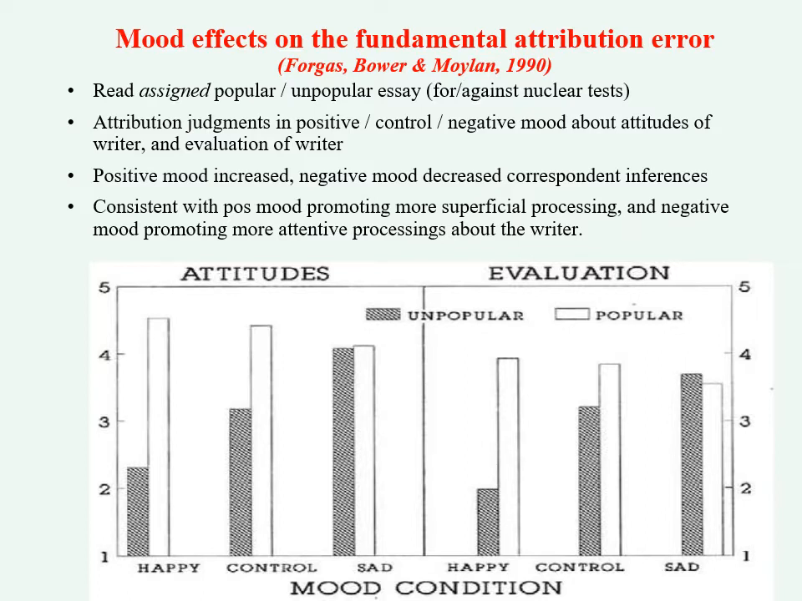As you can see in the figure on this slide, positive mood increased and negative mood decreased the likelihood of the fundamental attribution error. In other words, people in a positive mood were much more influenced by the content of the essay, even if it was coerced, than were people in the control condition. And interestingly, in the sad mood condition, the fundamental attribution error completely disappeared. In other words, when people adopt a more cautious, thorough, slow information processing style, they are much less likely to commit the fundamental attribution error.